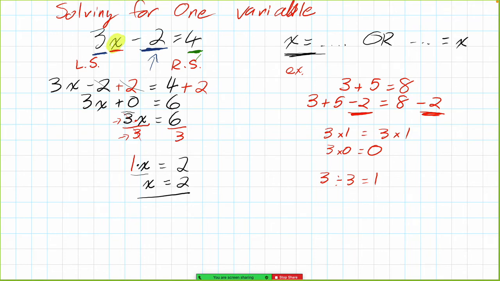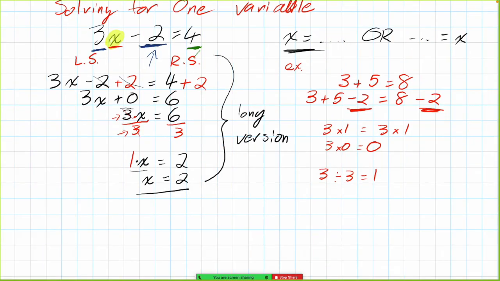We've got that x is equal to something, okay? So that's the long-winded one. I'll say this is the long version. And then I'm going to show you with all of those shortcuts, okay?